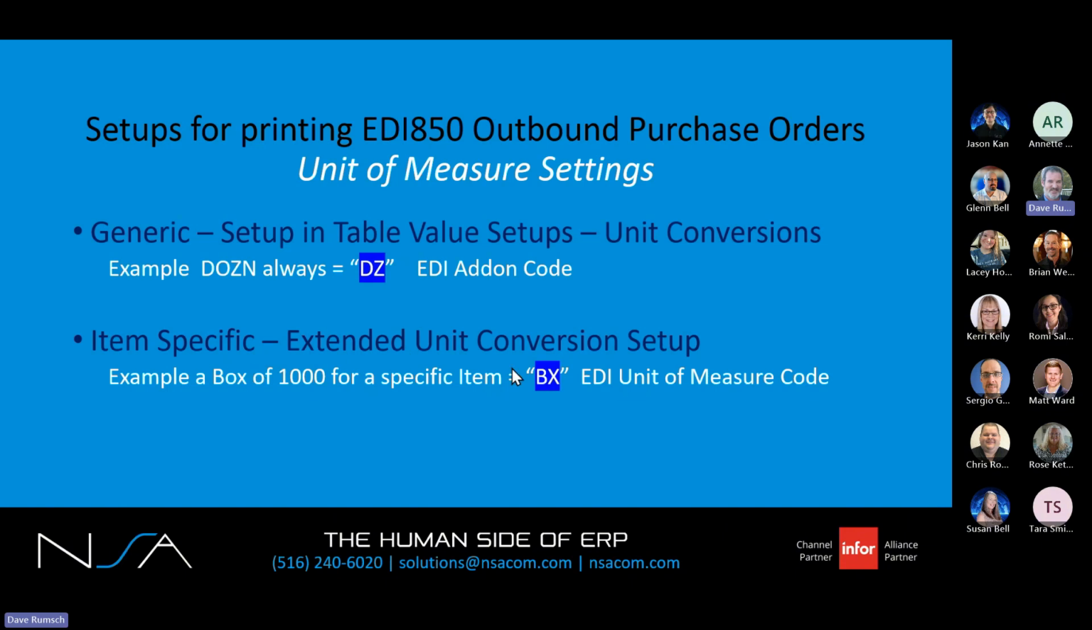Or these can be set up specific to the item itself, to each product. So for example, every item might have a different box size. In this case, I might have a box of 1,000 for a specific item. And so in the item specific extended unit conversion setup, I will put BX and I'll put the conversion factor of 1,000 for that. I'll show you that in a second.